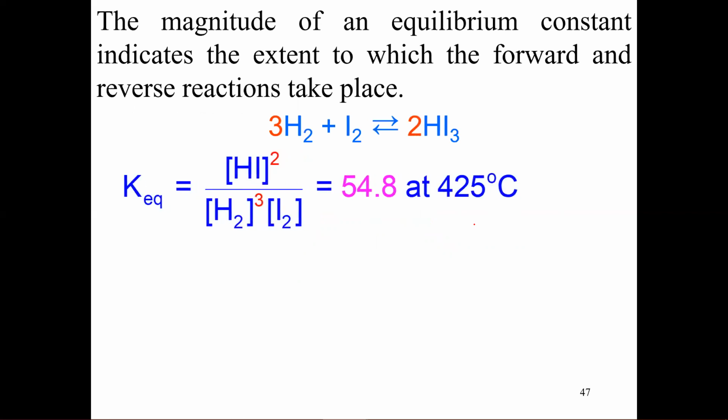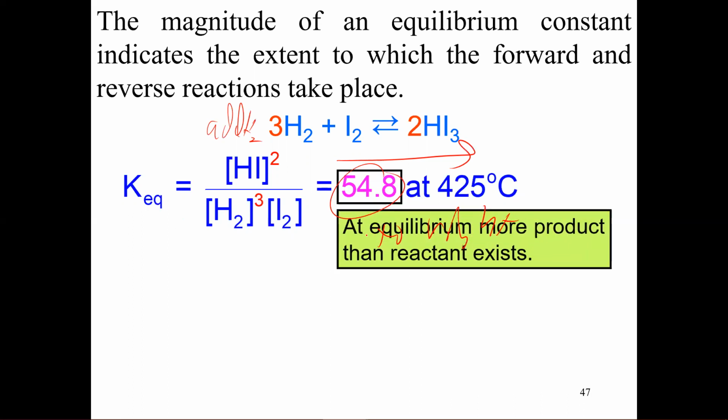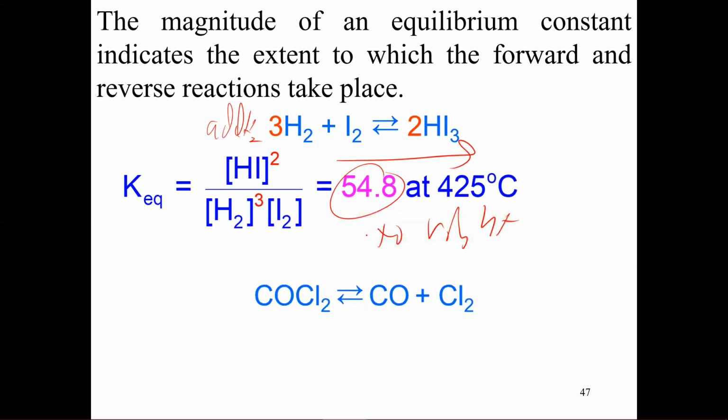So here, if you have 3 hydrogens plus iodine going to that, you're essentially adding H2 to go to 3, so you force it to go in that direction. So essentially, this is a high number, so that'll say it will go to the right. At equilibrium, more product than reactant exists, okay?